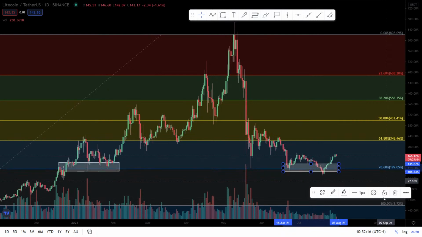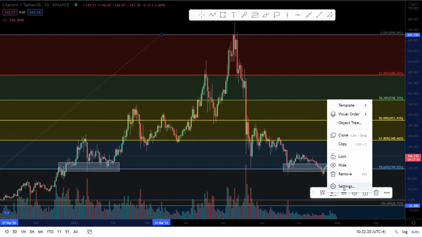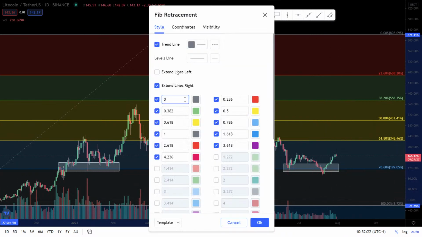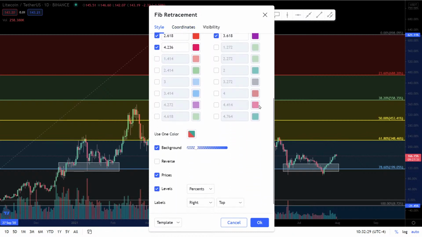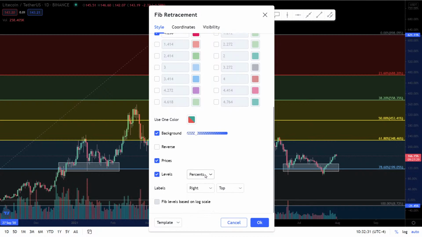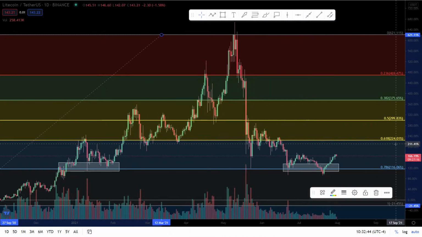Okay, you know what? I want to mess around with this a little because I don't have my prices. I want to see my prices showing. The levels are showing in percents. That's okay. I'm showing prices. Let me go back to values for now. Okay, so this actually shows, let me see, does it show values?